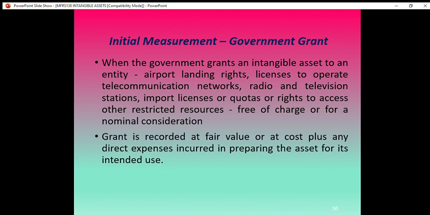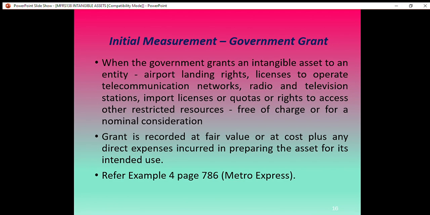So when the intangible asset is acquired by way of government grant, the initial cost may be recorded at its fair value or at cost, plus any direct expenses incurred in preparing the asset for its intended use.